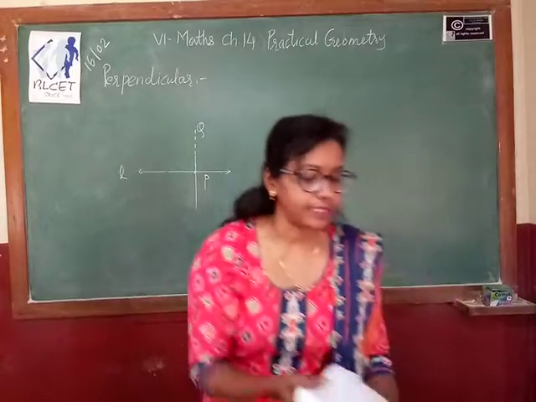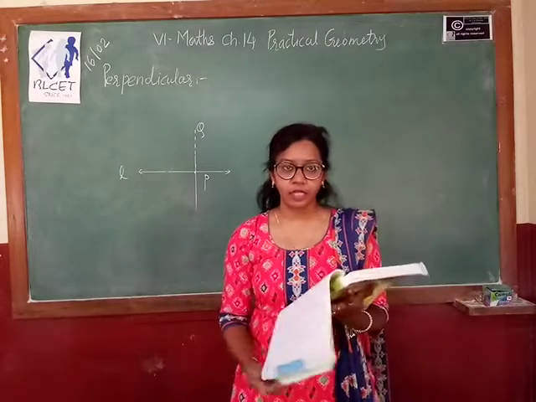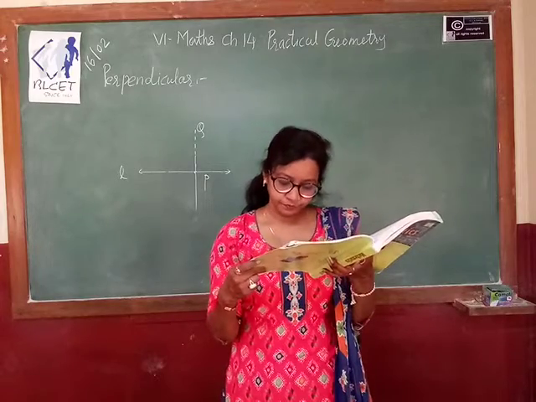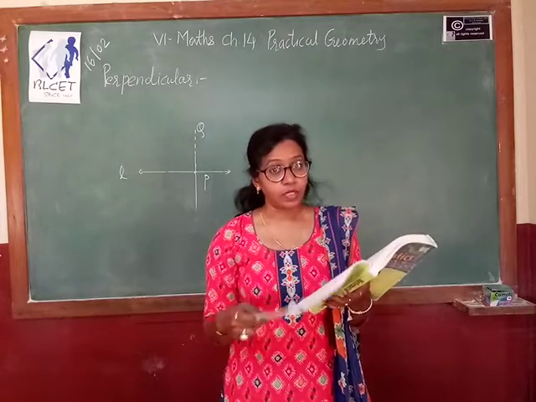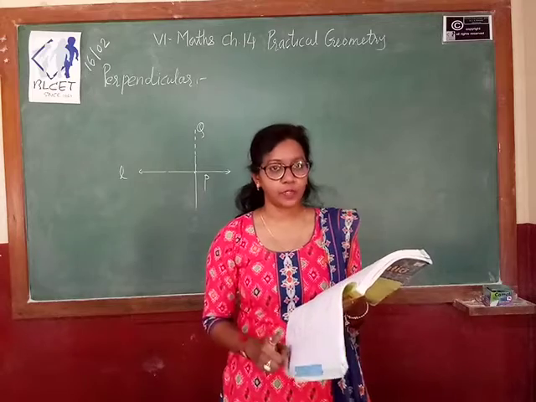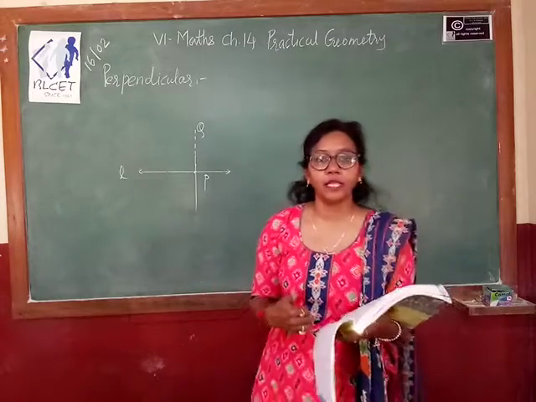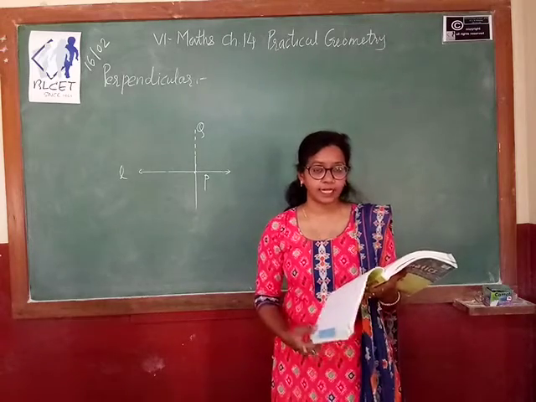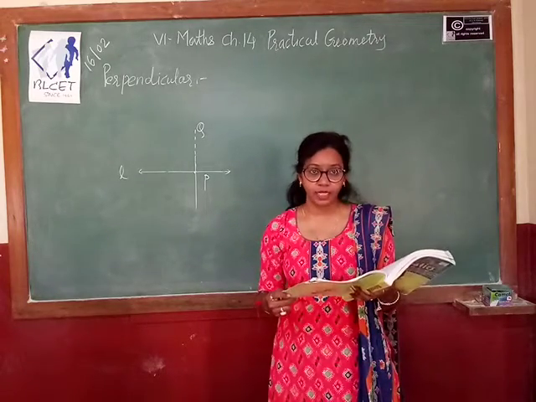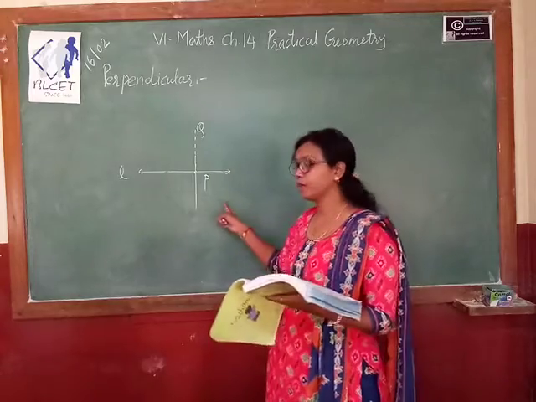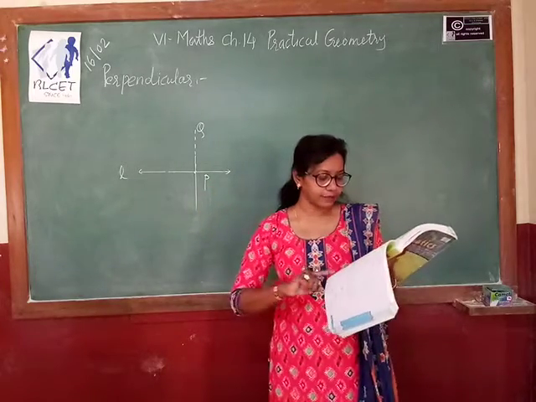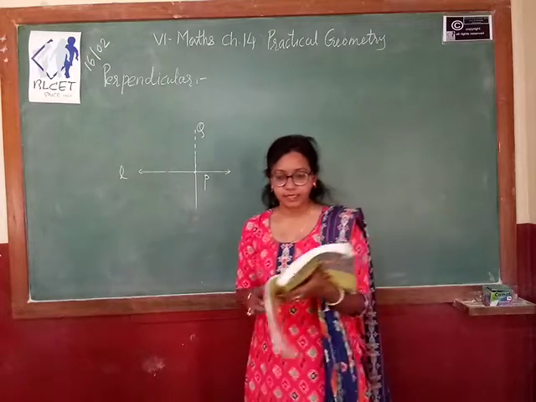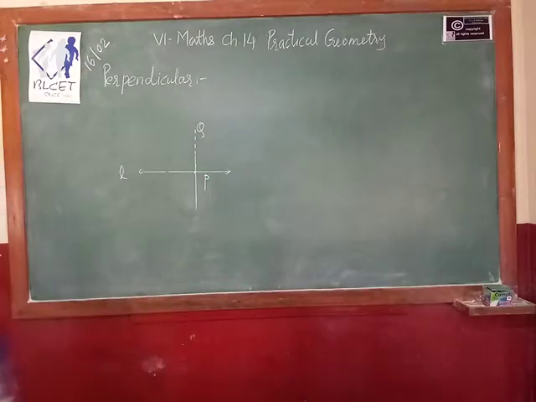Any query you can ask me, or the steps are already given, you can go through them. So it's very easy to draw the perpendicular with the help of ruler and set square. This is the first way of constructing perpendicular lines. Now we will see the second method, in which we use ruler and compasses. Here we have used ruler and set square. Now in another method we will use ruler and compasses. Let's see how to do the construction.